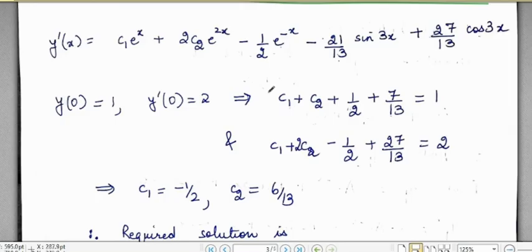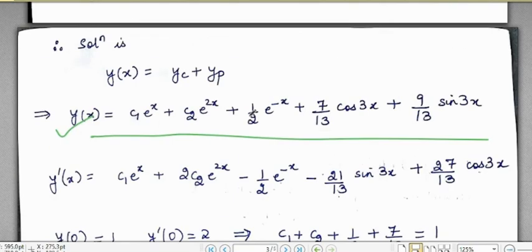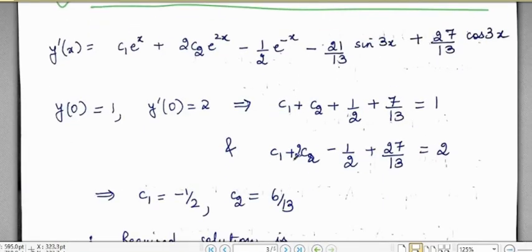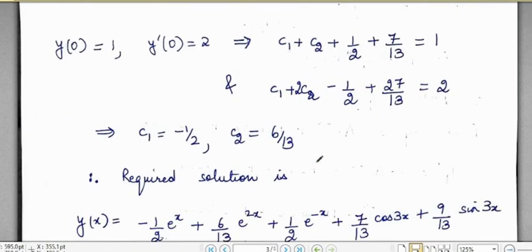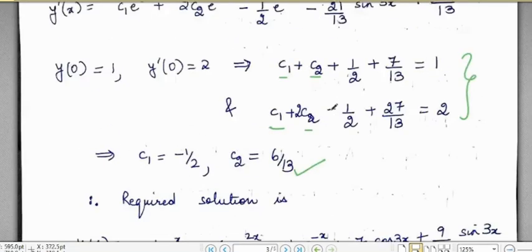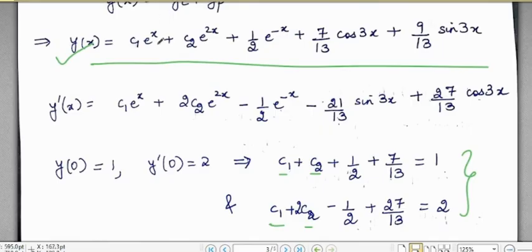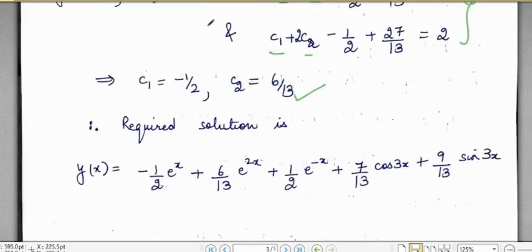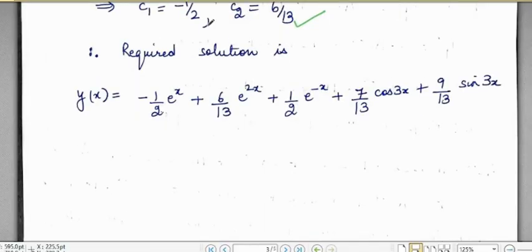So when you impose the first condition, you get a constraint on C1 and C2 like this, and when you impose the second condition on y dash, this is how from y you'll first calculate y dash and then impose the condition to obtain the second constraint on C1 and C2. So this becomes a pair of two equations in two unknowns C1 and C2. You solve for them, and after putting the values of C1 and C2 in the general solution here, you get the required particular solution like this.